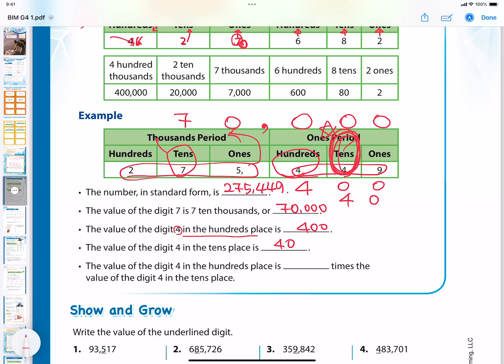The value of the digit 4 in the hundreds place is what? How many times the value of the digit 4 in the tens place? Okay, let me erase this a little bit so you can see clearly. So they're asking you what's the difference, the value in 4 hundreds and tens. Okay, 400 is how many times greater than 40? Yes, 10 times. Okay, the value of the digit 4 in the tens place.